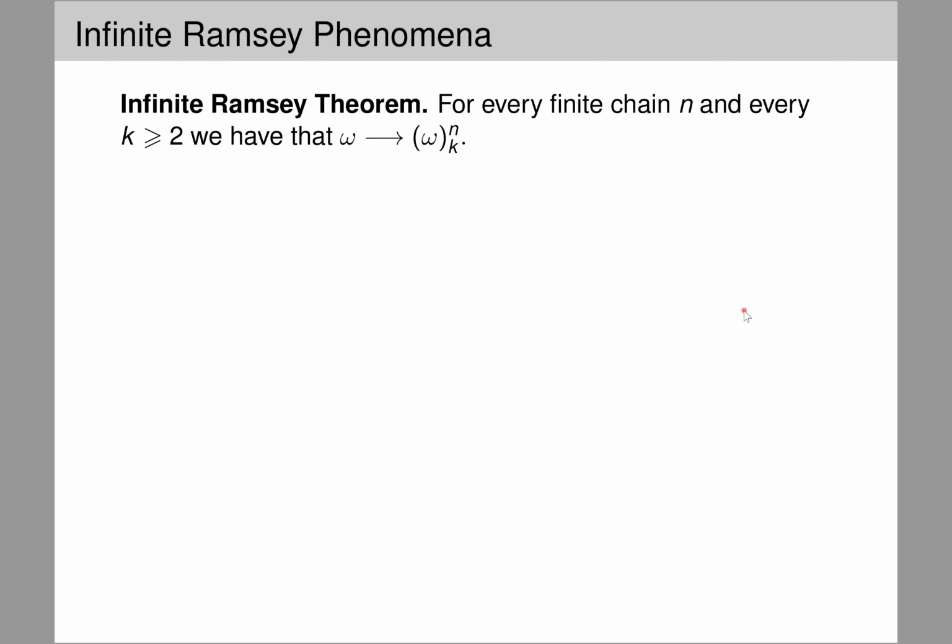Now, another class of phenomena are the infinite Ramsey phenomena. The infinite Ramsey theorem is a Ramsey theorem that speaks about coloring finite substructures in a countably infinite structure. So the infinite Ramsey theorem says that for every finite chain n and every number of colors k, we have that omega is Ramsey for omega, n, and k. Omega is the chain 0, 1, 2, 3, the first infinite ordinal. So it's just the usual infinite Ramsey theorem. We color n-element subsets of omega with k colors, and then there is an infinite subset of omega which is monochromatic.